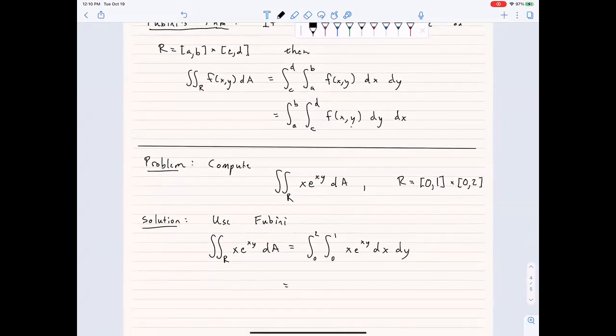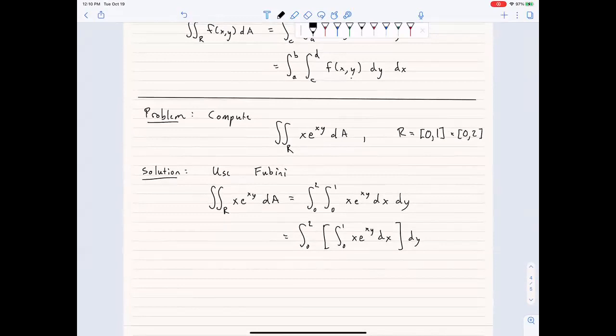Okay, well, you guys can help me. So I'm going to do this thing in the parentheses first. Well, how does it look? What is the integral here? I'm going to integrate with respect to x. What do I need to do?